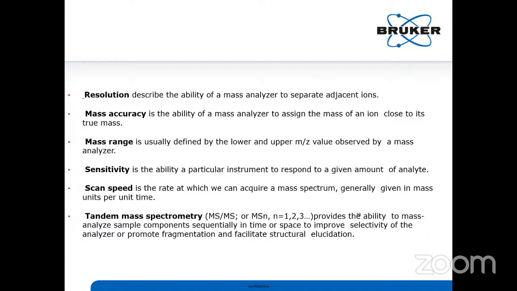If you are analyzing only intact level mass, that's fine. You can reduce your scan speed. Why? Because in your sample you have maximum 2 or 3 proteins.